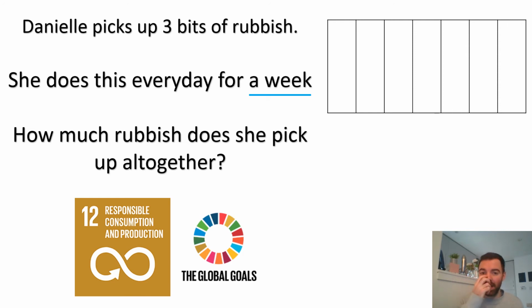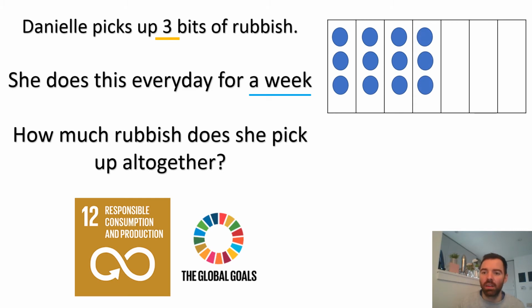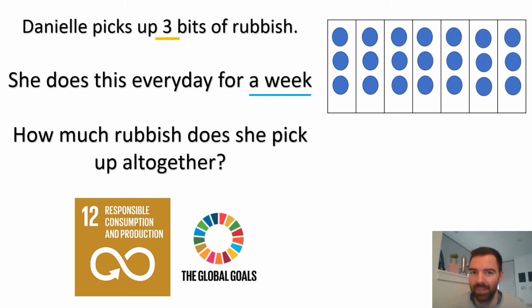She picks up 3 bits of rubbish every day. So 3 bits on Monday, 3 on Tuesday, 3 on Wednesday, Thursday, Friday, Saturday, and 3 on Sunday too. Can you see how that looks a little bit like an array? It does look like an array. Now we can figure out the answer by counting up all the dots all together.